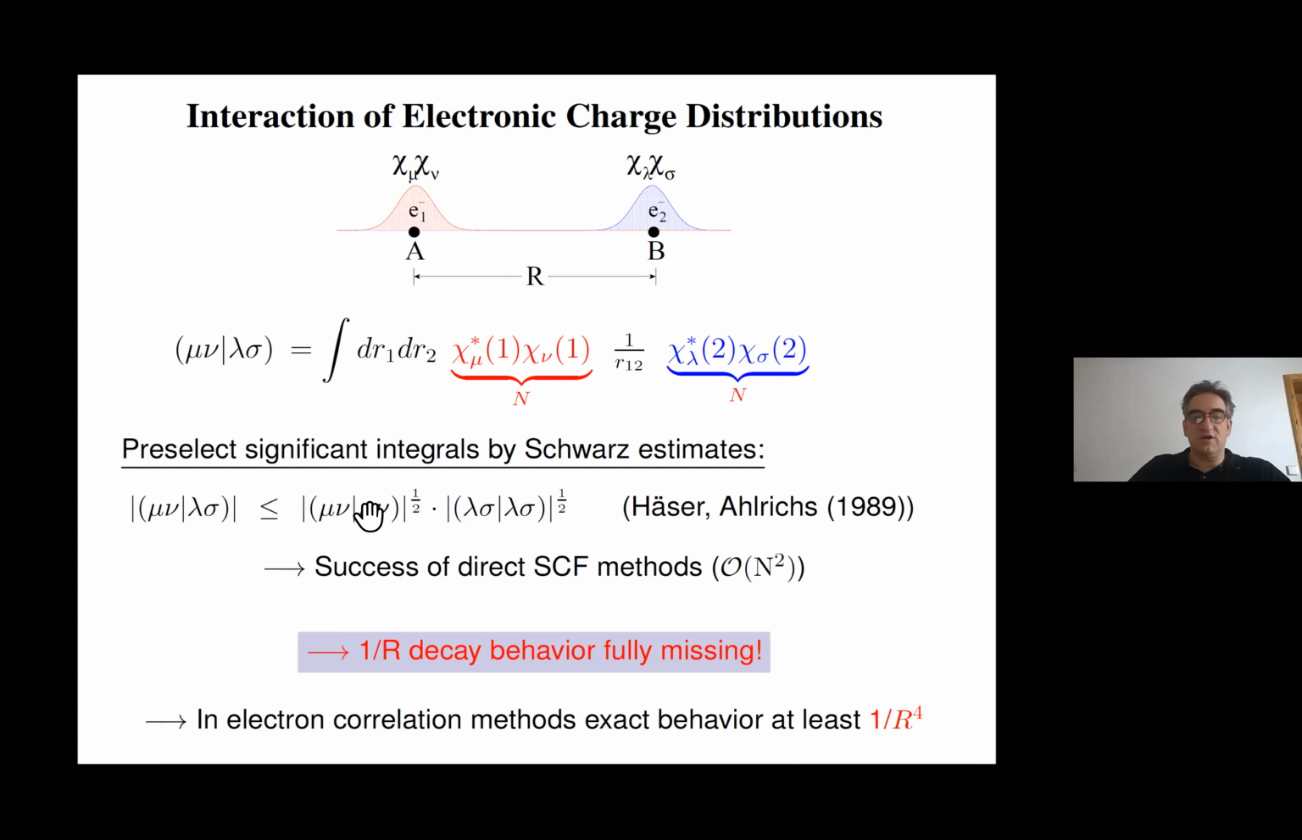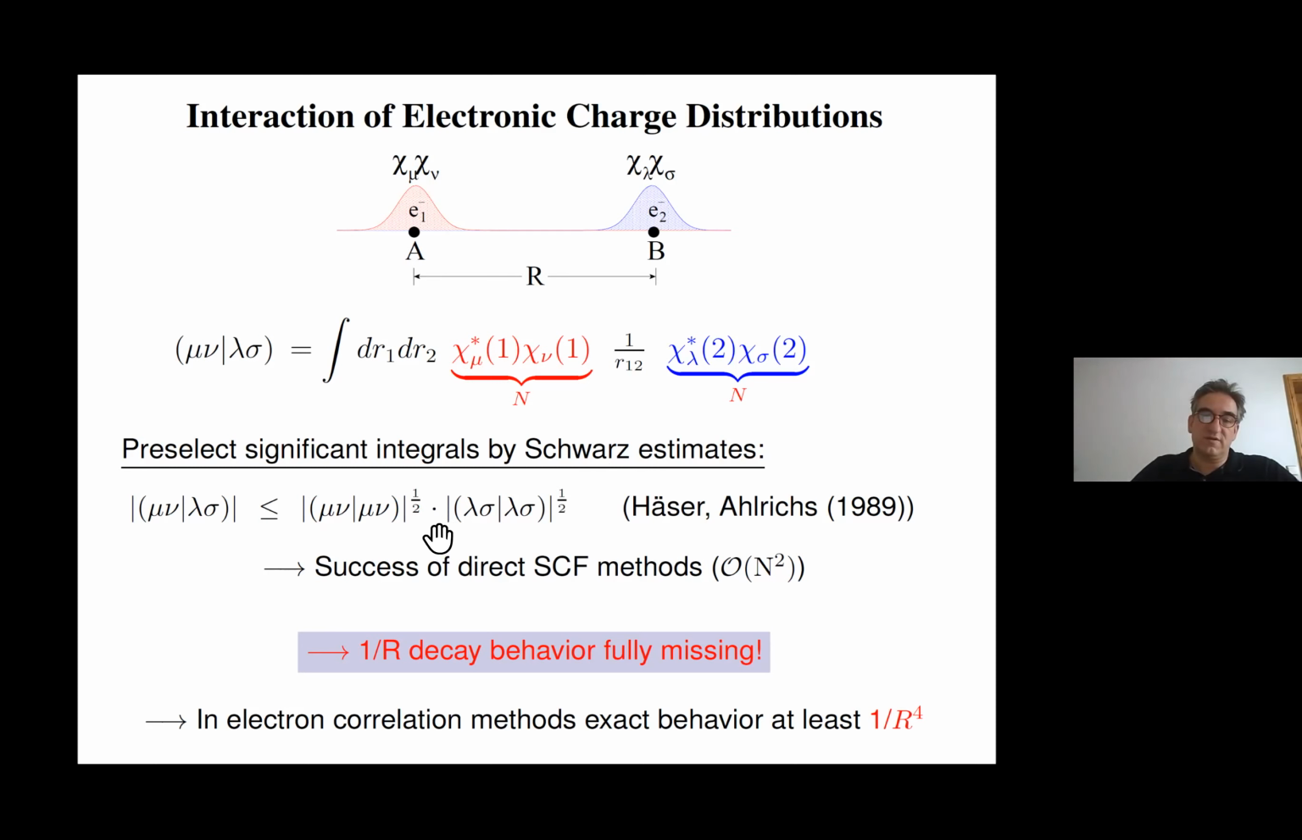In quantum chemistry, one normally estimates the size of these two-electron integrals using the Schwarz estimates. This rigorous upper bound was introduced by Marco Häser and Reinhart Ahlrichs in 1989 and led to the success of SCF methods at that time. So instead of a 4-center two-electron integral, we just have 2-center two-electron integrals. So it's much, much easier to compute.